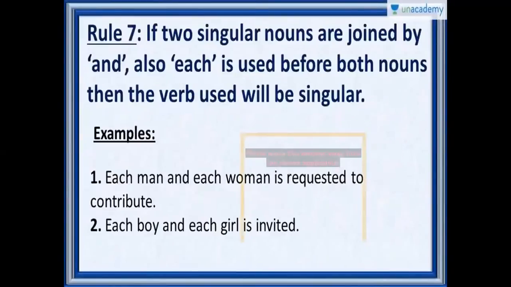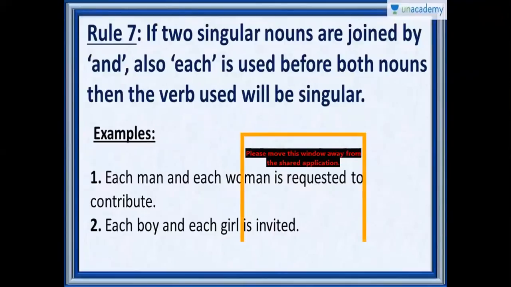Now the next rule. Look at this, friends. Leave that, now come back to this. You understood the whole essence of that. Now rule number 3: if two singular subjects are joined by and, they become plural. So the verb will be plural. But here, what happens? If two singular nouns are joined by and, and also one peculiar word is there before them: each.